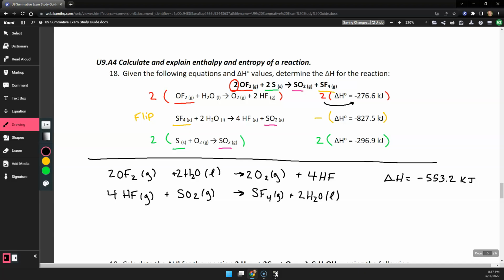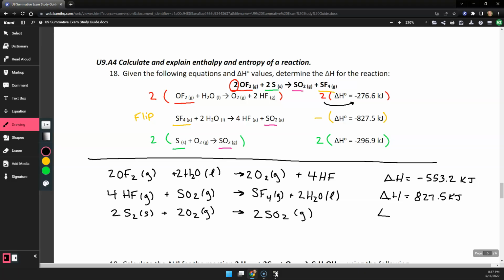And we flip the sign. So all I'm going to do here, instead of it being negative, it'll be positive. So 827.5 kilojoules. All right, third equation. So 2 times 1 is 2. And let's multiply that delta H value by 2. You get negative 593.8 kilojoules.